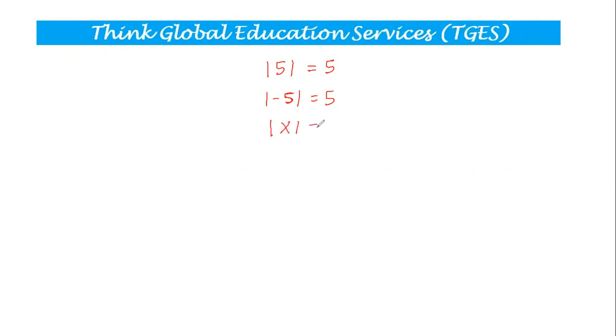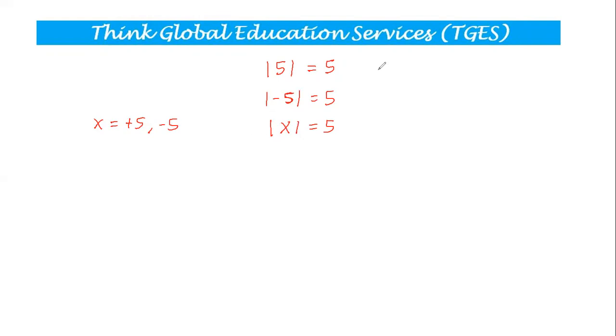If I say mod x is equal to 5, then most of you will say that x could be plus 5 or x could be minus 5. So the question here is, why does this happen? Whenever we put a negative inside the mod, it comes out to be positive.